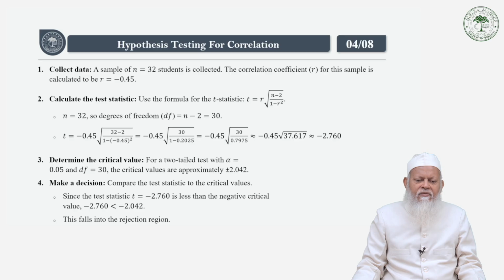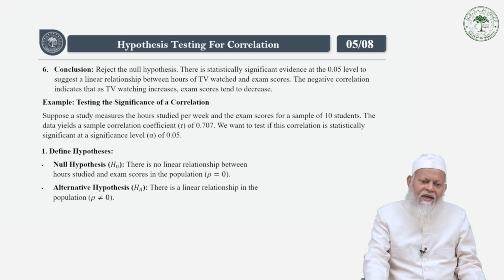Now we compare the two values. We find that since the t statistic, t is equal to minus 2.760, is less than the negative critical value, that is minus 2.042, this falls in the rejection region. So the null hypothesis has to be rejected.